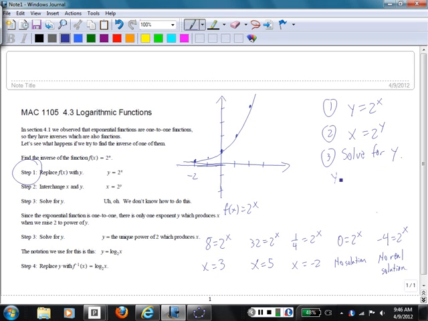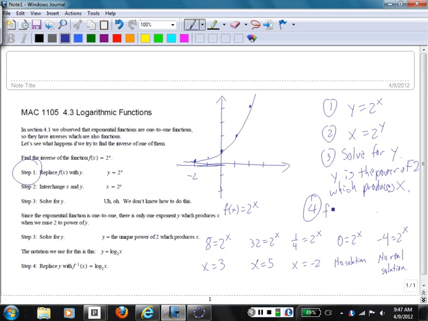Solve for y. y is the power of 2 which produces x. It's the power that when we raise 2 to that power, we get x as the answer. So it's the power of 2 which produces x. So when we write the inverse function, it's kind of awkward to have to say all that. The unique power of 2 which produces x, or the power of 2 which produces x.